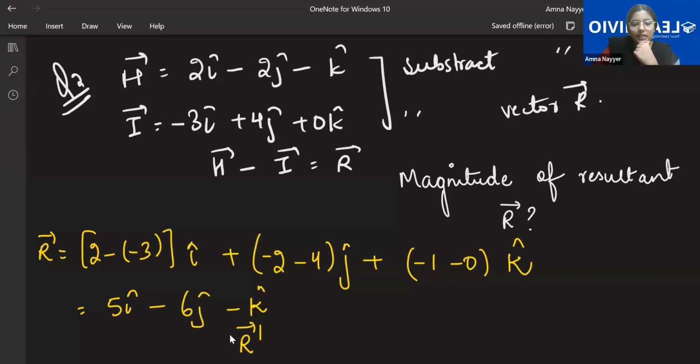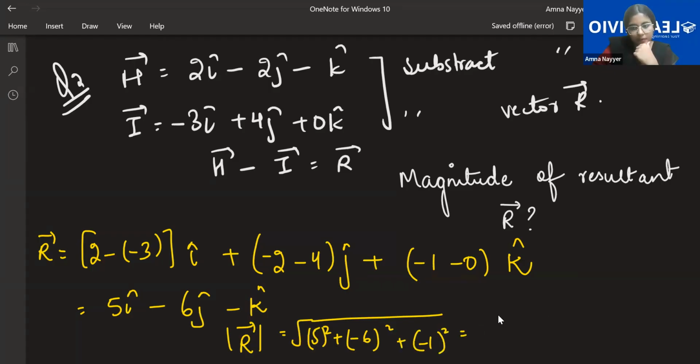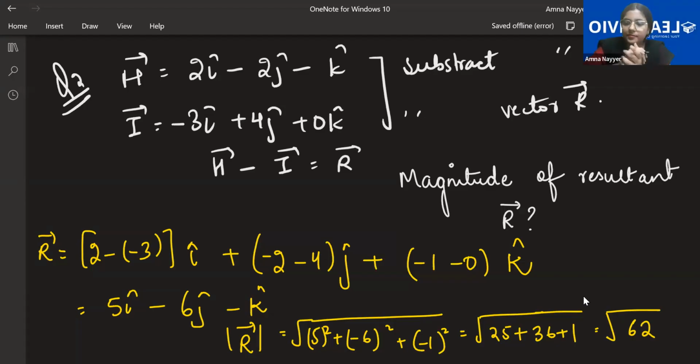See, when we are calculating its magnitude, it will be the square root of 5 squared plus minus 6 squared plus minus 1 squared. So this is equal to 25 plus 36 plus 1. That will be equal to 62, root 62. So this will be the answer. Is that clear? Yeah, ma'am. Please write it.